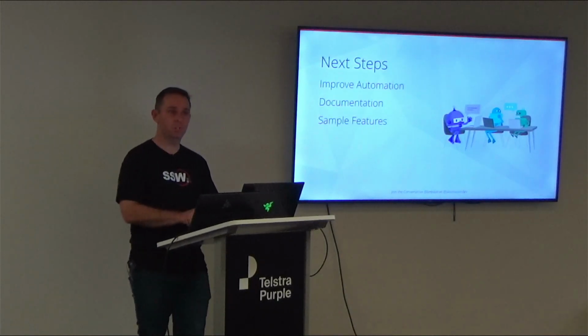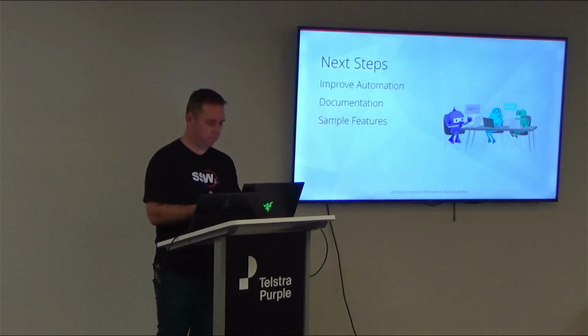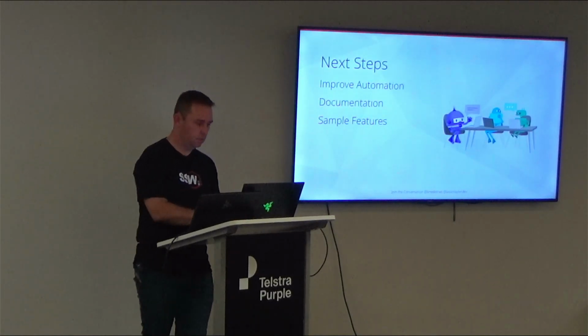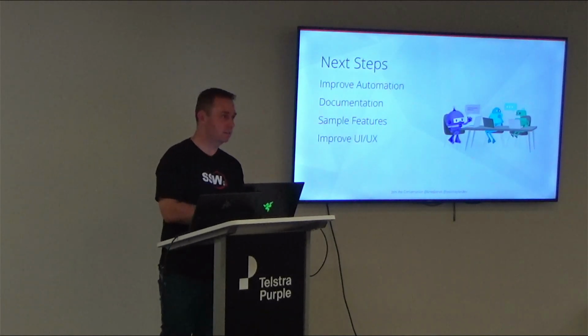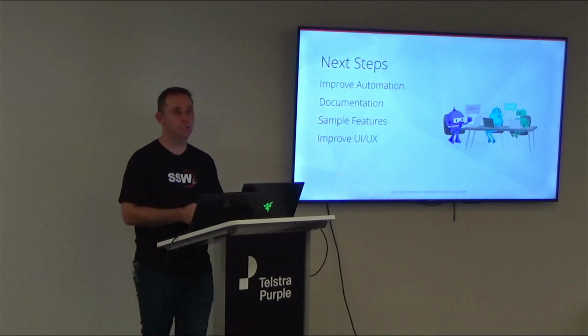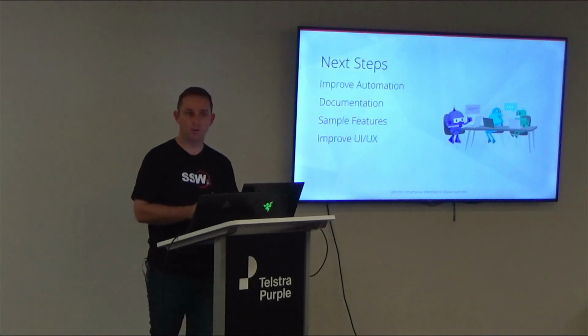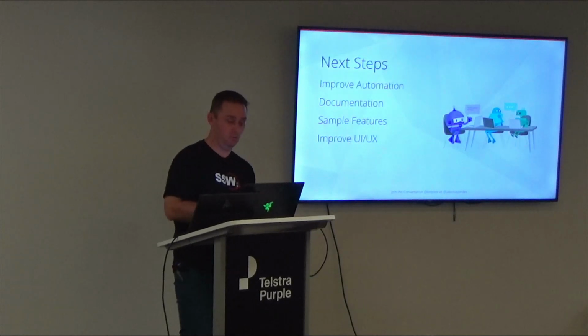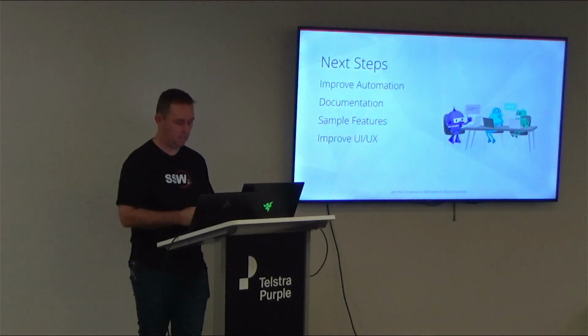I'd like to build in more sample features. I'd like to have an example of a simple report. I'd like to have a sample of a data grid, those sorts of things. I want to improve the UI and UX. I'm going to look at Tailwind. I haven't had a chance to look at Tailwind yet, but I see a lot of great resources out there and a lot of good books on it, so I think there's good opportunity there.